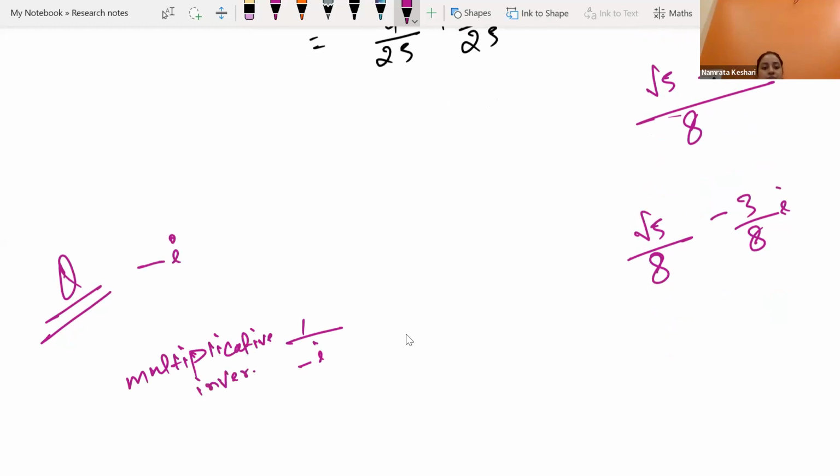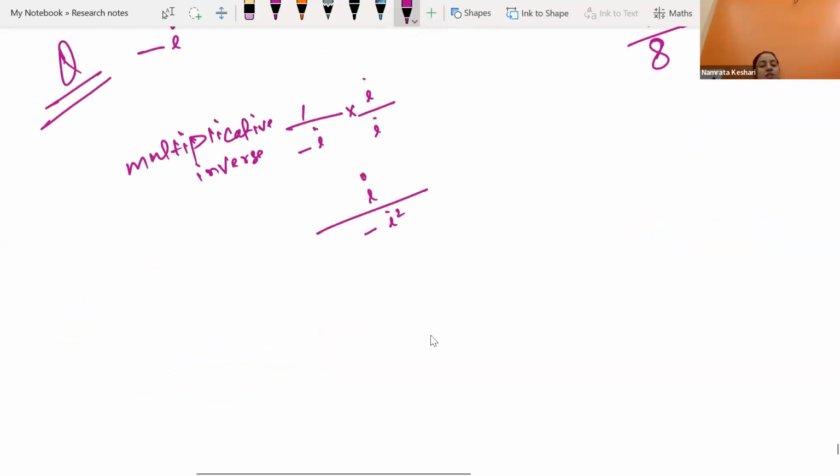Yes. Now we will try eliminating this i from the denominator. For that we will multiply i and i in the numerator and denominator. So the denominator became just minus i square and the numerator is just i. Okay. So i square is minus 1. Minus of minus 1 is plus 1. So just i we are getting. We can say that this is the multiplicative inverse of this minus i.